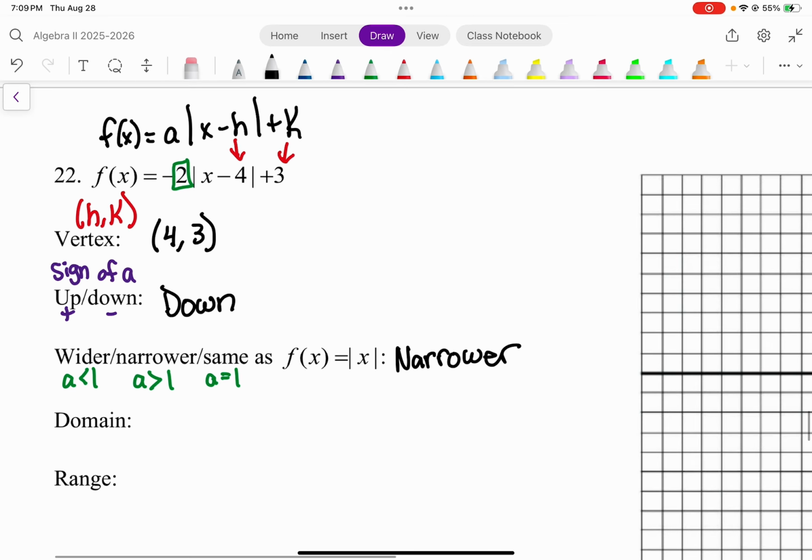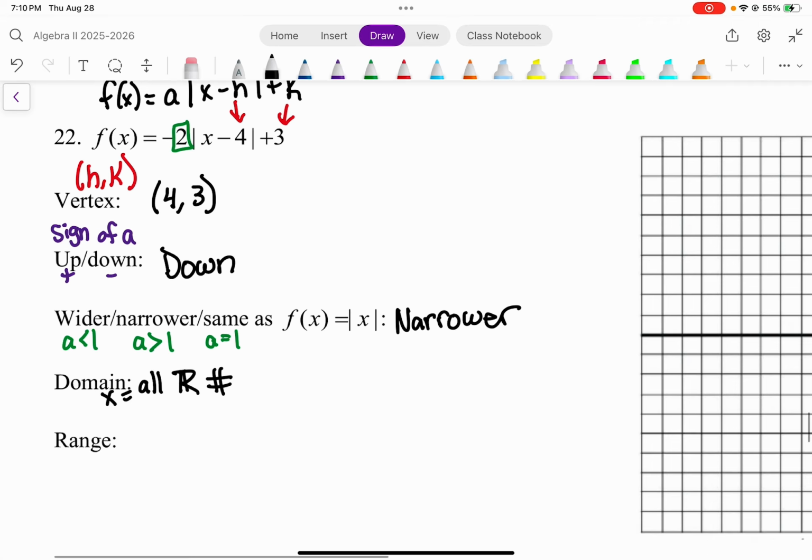Our domain for our absolute values is going to be all real numbers. And remember, this is talking about our x values. So our x values are all real numbers.